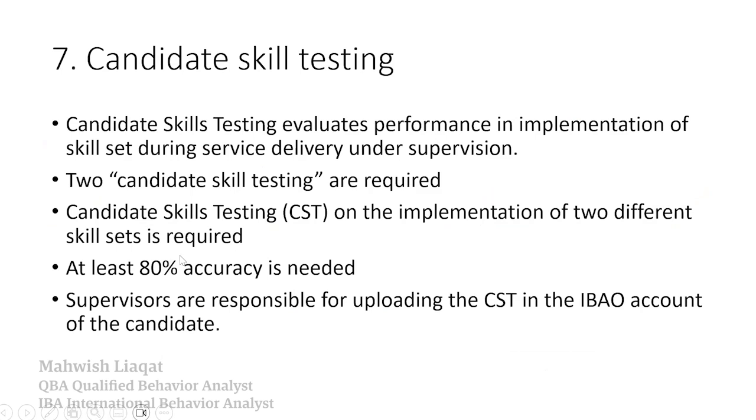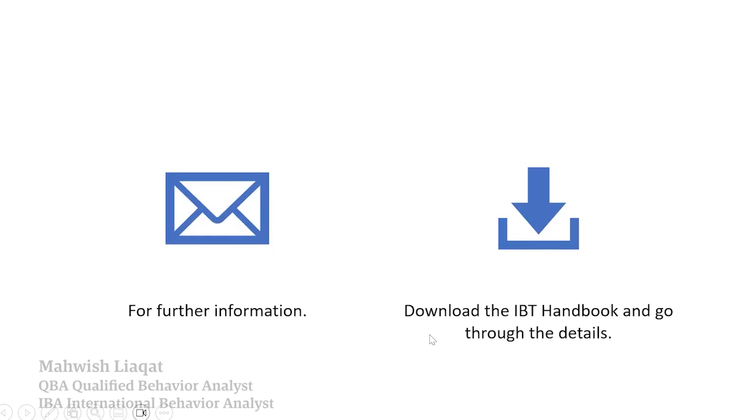Let's suppose one can be a preference assessment, or the other can be how you're going to do the programs of ables, or it can be any skill. So your supervisor will decide what skill you are going to perform in your candidate skill testing. There should be at least 80% accuracy in your implementation of the skill. Supervisors are responsible for uploading the CST in the IBAO account of the candidate.